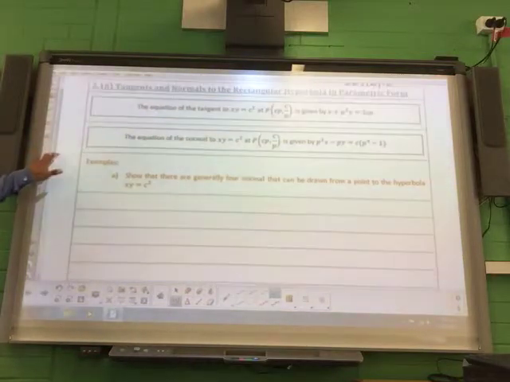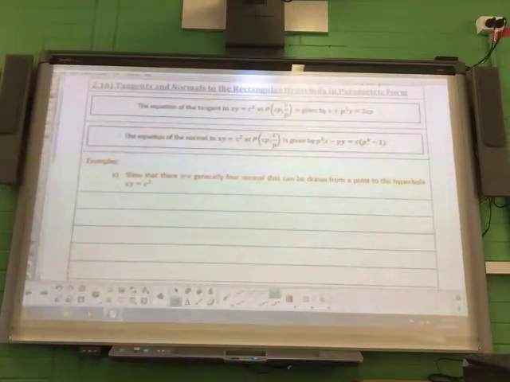Parametric form. The tangents and normals, so the formula's there. xy equals c squared at the point (cp, c over p). So that's your parametric form of your rectangular hyperbola, specifically.